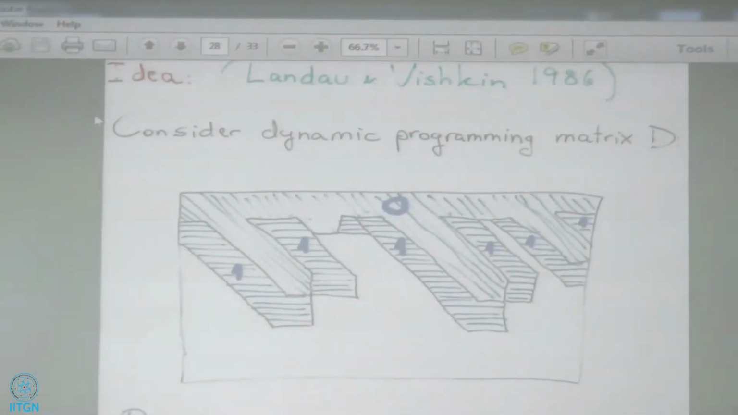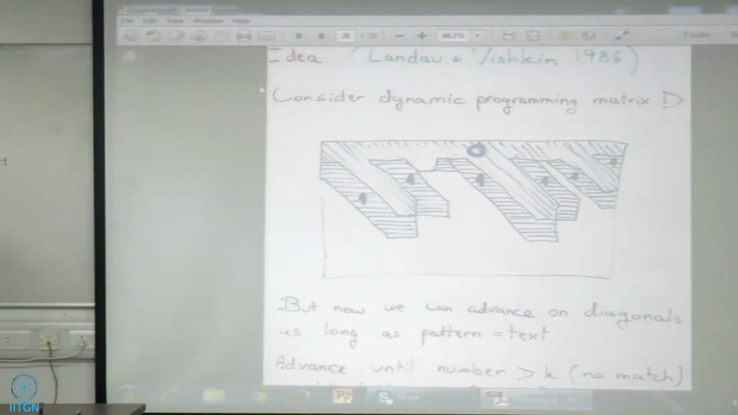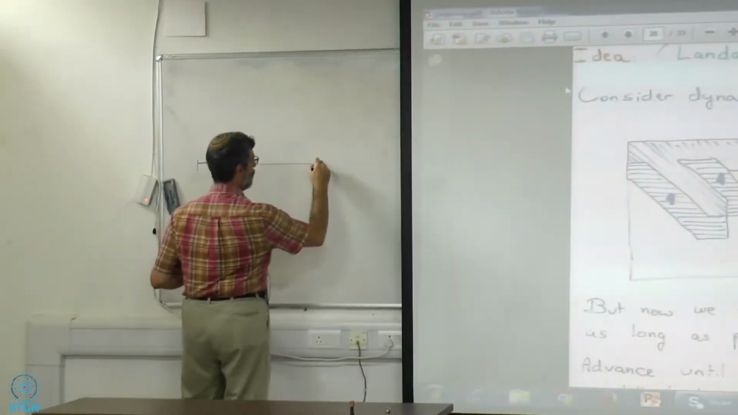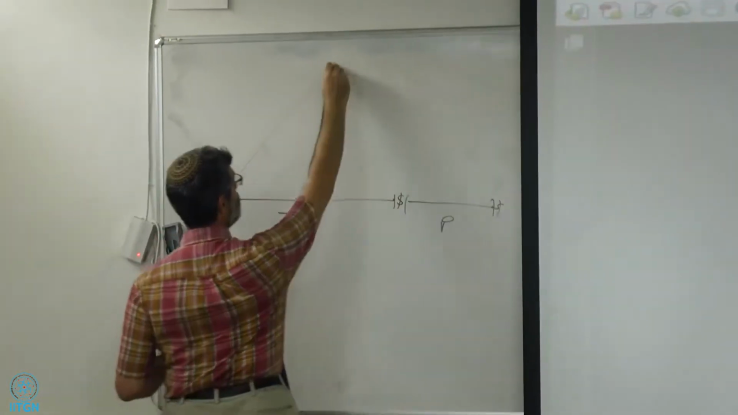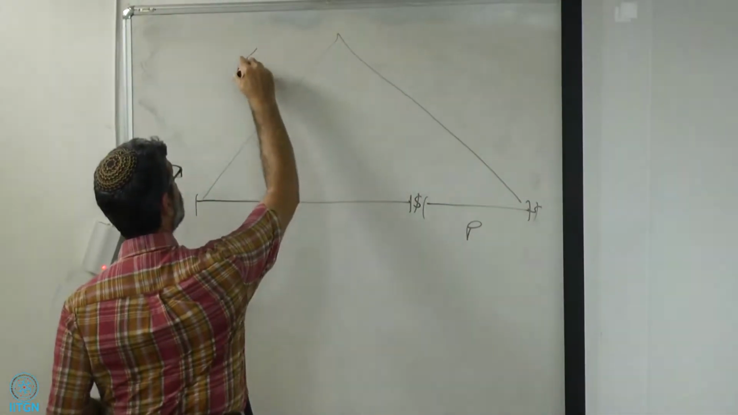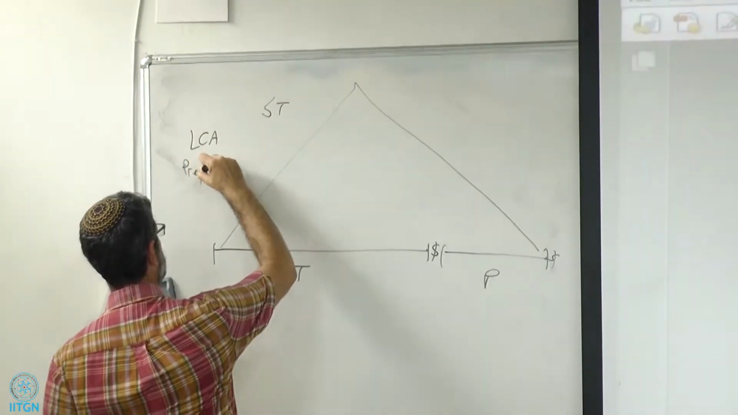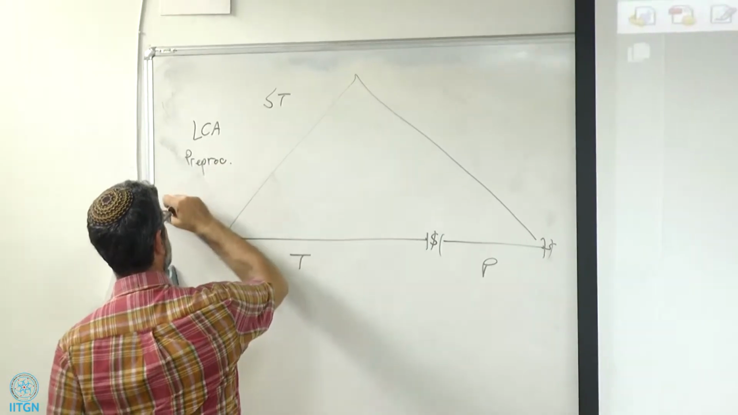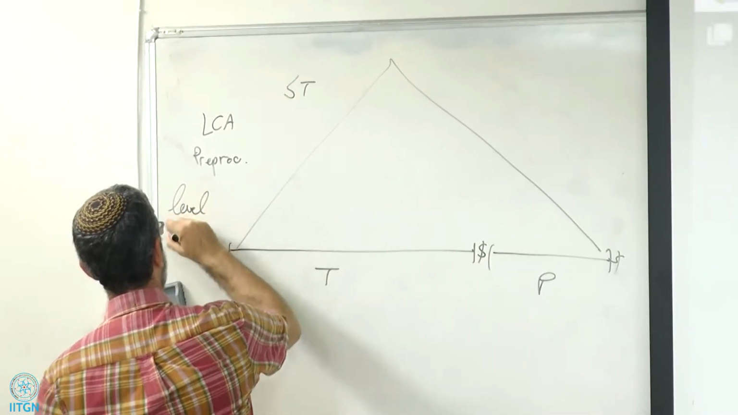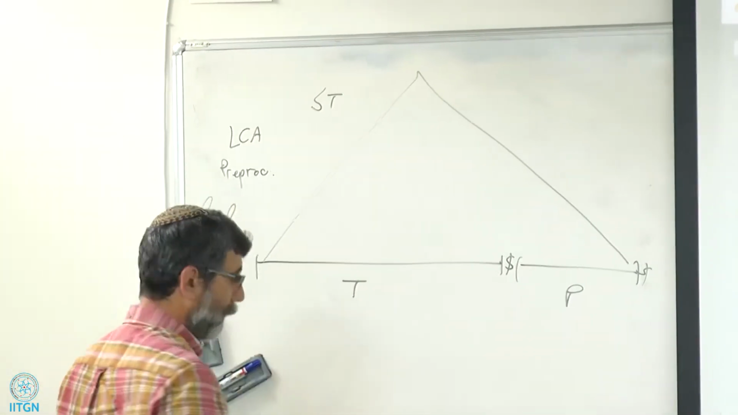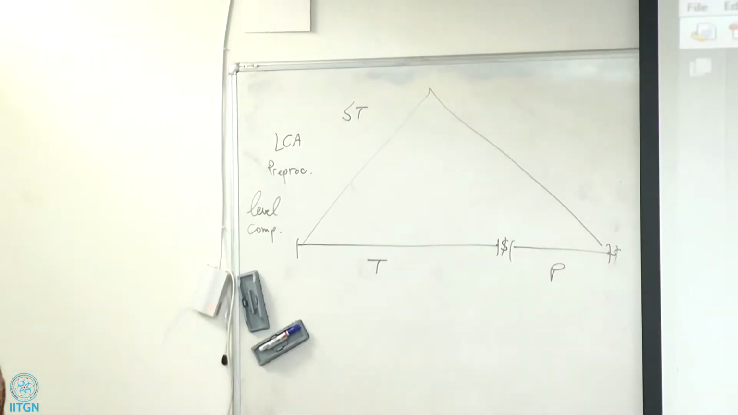So we took the text, and we took the pattern, and we constructed the suffix tree, and we did LCA preprocessing, and we did a DFS and wrote the level and the level computation. And all that for a fixed alphabet, as we know, took us linear time.